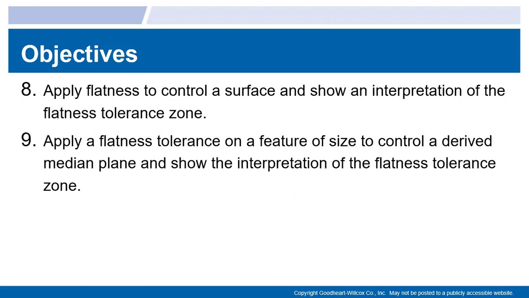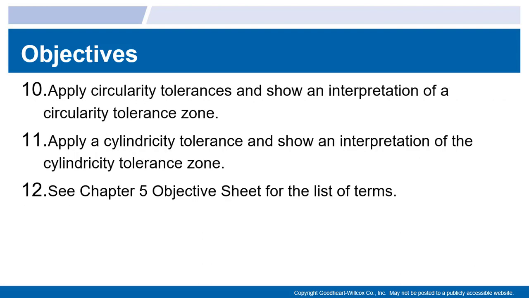Number 8, apply flatness to control a surface and to show an interpretation of a flatness tolerance zone. Number 9, apply a flatness tolerance on a feature of size to control a derived median plane. And 10, circularity. And then finally 11 is cylindricity. So we're going to be talking about all of these different form tolerances. We're going to spend a lot of time particularly on straightness, because straightness sets up a lot of the interpretations. Straightness is kind of like generic, and once we talk about straightness a lot, you'll have a better idea how the other ones go.